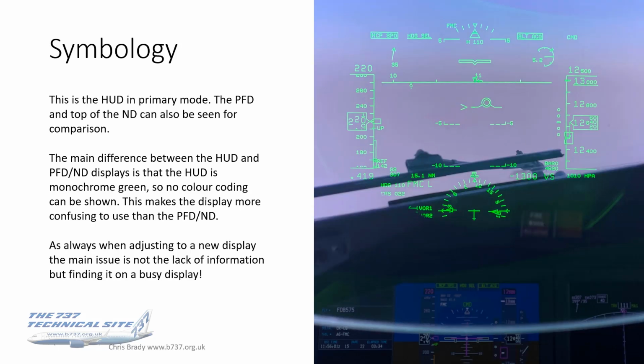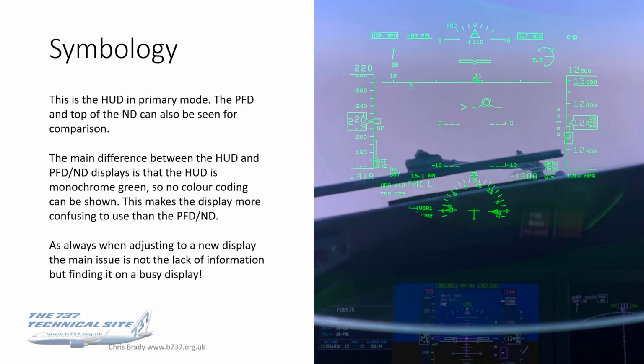All right, onto the Symbology. So this is the interesting bit for us as crew. This is the HUD in primary mode. This is the everyday working mode, the mode that you've got 90% of the time. What I've got here is both the HUD showing in the top of the photo and the PFD and top of the ND showing the bottom of the photo for comparison, so you can see what's going on.